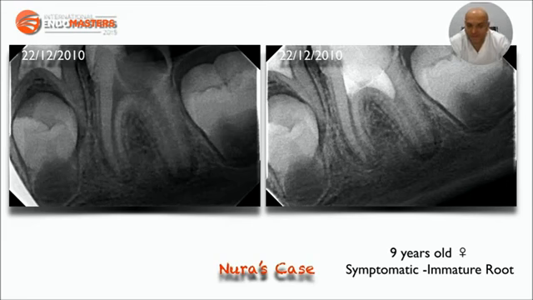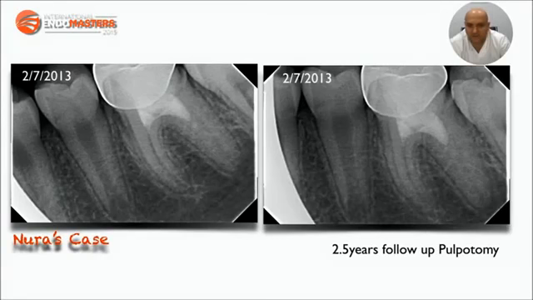In cases like this, full MTA pulpotomy can be attempted with the sole objective of completing the formation of the roots. A 2.5 years follow-up evaluation revealed successful apexogenesis of the immature root.